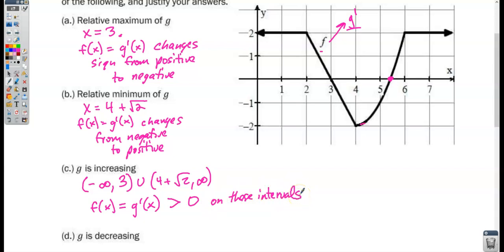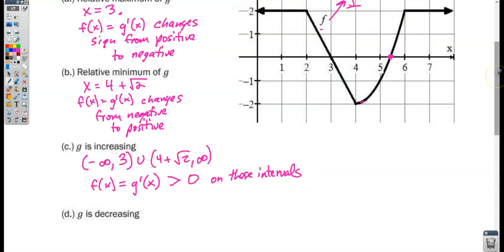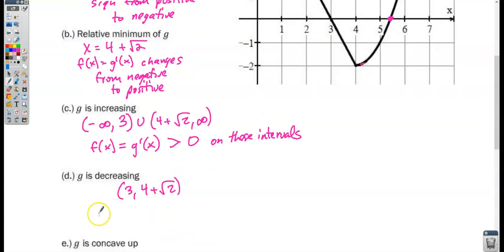Okay, decreasing. Well, in order for g to be decreasing, that means g prime needs to be negative. And it's negative here from 3 to 4 plus the square root of 2. And so that's where f of x equals g prime of x is less than 0 on these intervals.